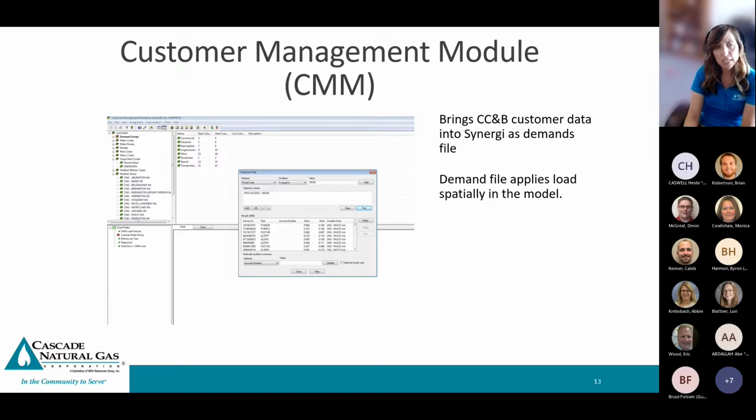So CMM, this is that program, and this is just a little screenshot, but the CMM brings in the CC&B data, and it basically helps us make the demand files. These demand files are applied spatially where they're located in the model. So it's part of our model building process.